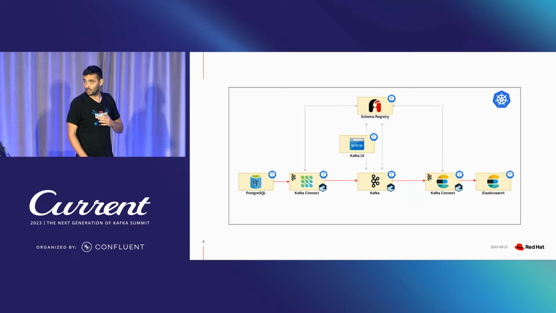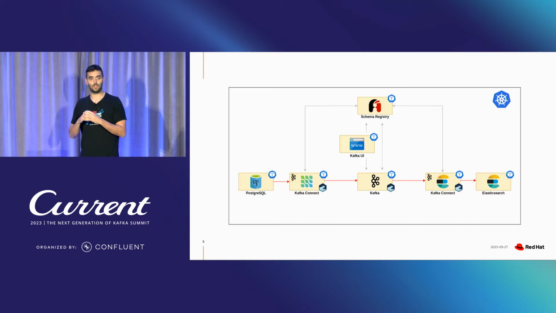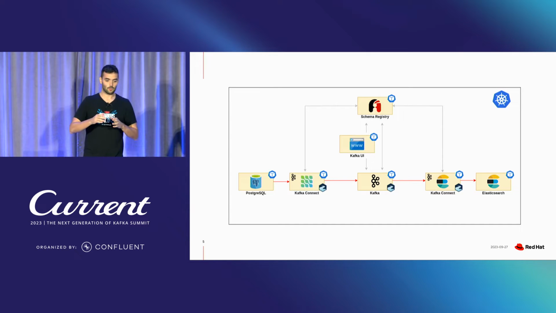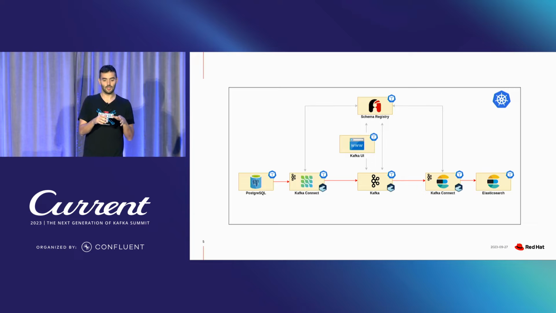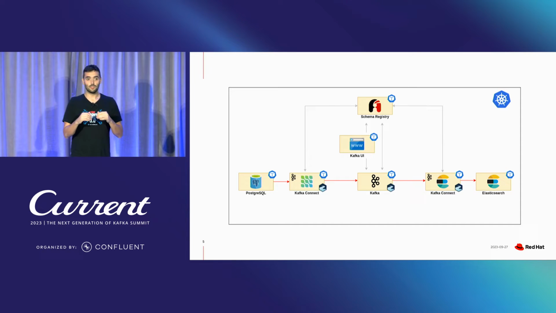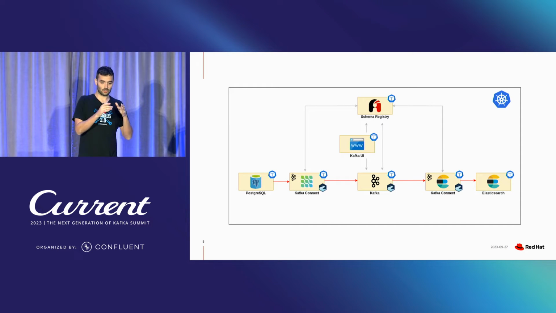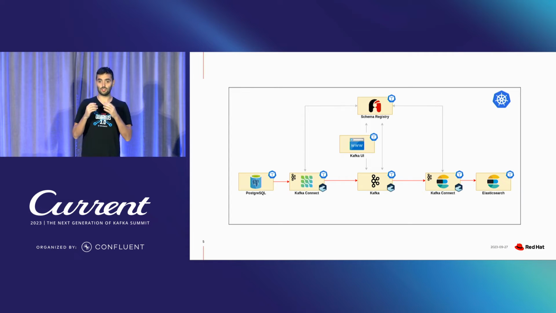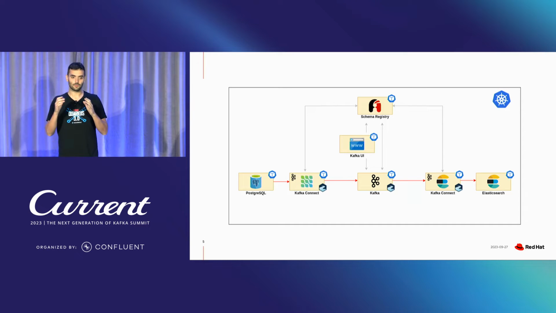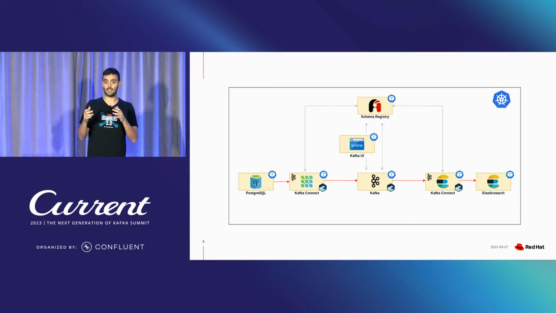So here you can see the diagram of the architecture we are going to use for the demo. Everything is going to start with a PostgreSQL database. We are going to use the Debezium PostgreSQL connector to capture the changes in that PostgreSQL database. We are going to stream those changes into Kafka using the serialization technology that is powered by Apicurio Registry. All that information is going to be serialized using the Avro binary format.